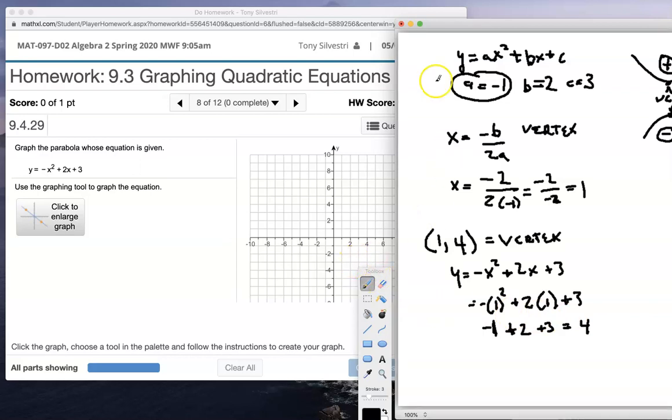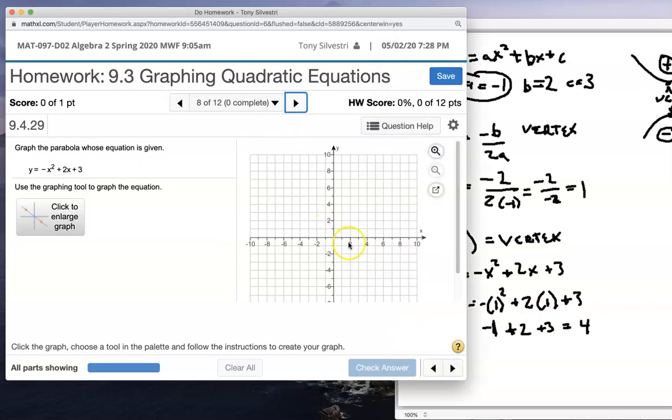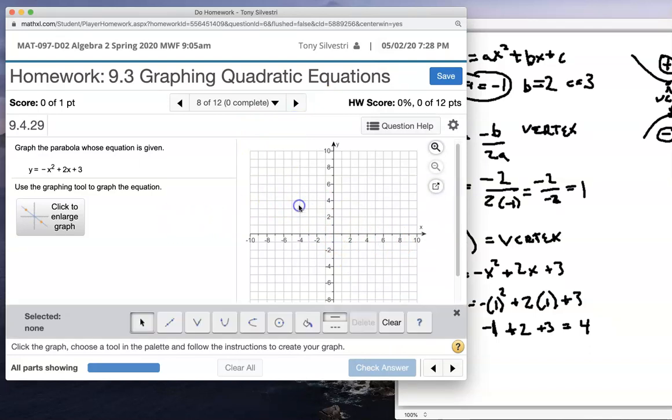So let's come over here. Okay, how do we graph? Here's how you graph. Click the graph. I just clicked the graph. Always pick this guy. Never mind, all this other stuff is a distraction. Always pick this vertical parabola tool. Okay, it's waiting for you to type something in.